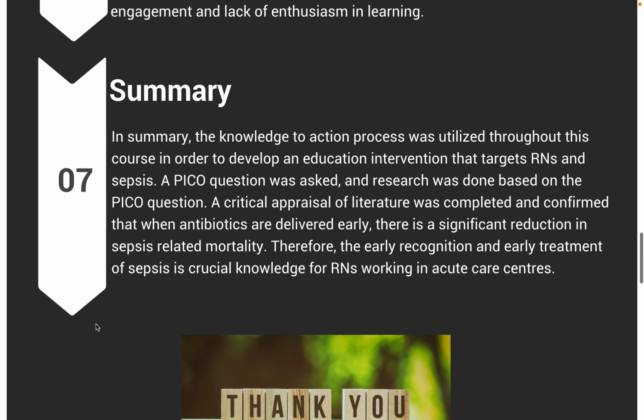In summary, the knowledge to action process was utilized throughout this course in order to develop an education intervention that targets RNs and sepsis. A PICO question was asked, and research was done based on the PICO question. A critical appraisal of literature was completed and confirmed that when antibiotics are delivered early, there is a significant reduction in sepsis-related mortality. Therefore, the early recognition and early treatment of sepsis is crucial knowledge for RNs working in acute care centers.